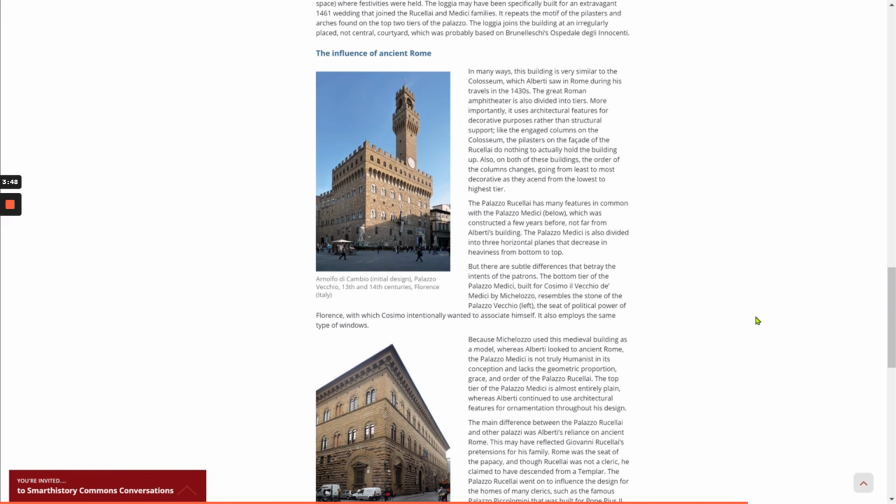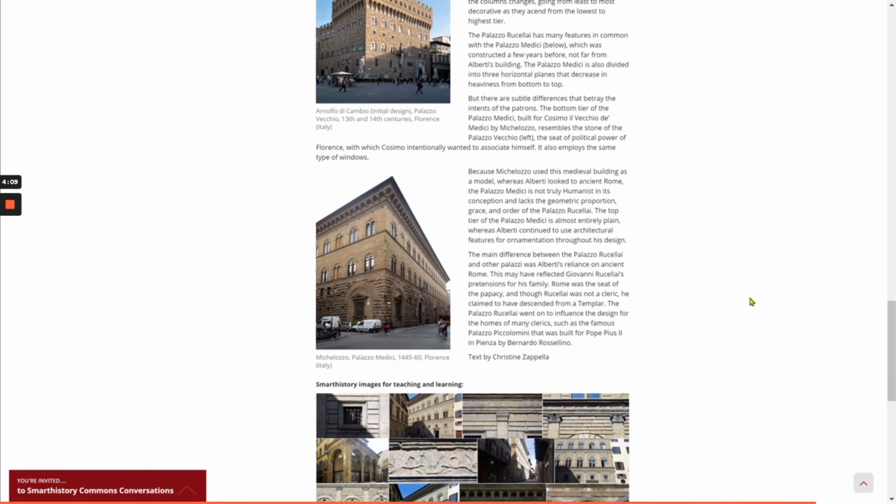Because Michelozzo used this medieval building as a model, whereas Alberti looked to ancient Rome, the Palazzo Medici is not truly humanist in its conception and lacks the geometric proportion, grace, and order of the Palazzo Rucellai. The top tier of the Palazzo Medici is also entirely plain, whereas Alberti continued to use architectural features for ornamentation throughout his design. The main difference between the Palazzo Rucellai and other palazzi was Alberti's reliance on ancient Rome.